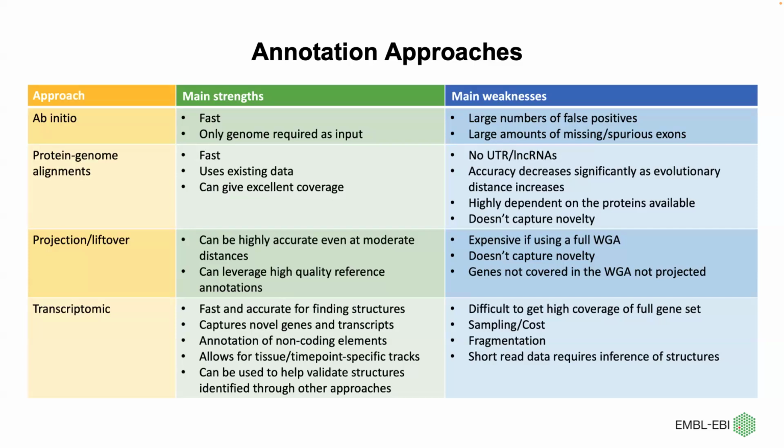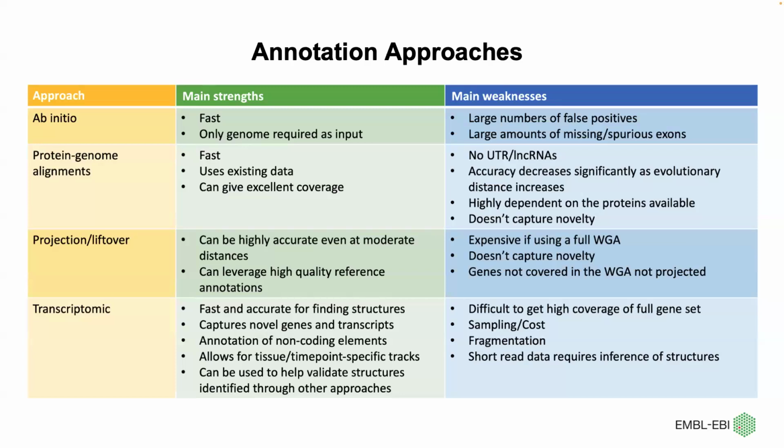The next method is protein to genome alignment, which, as the name suggests, we align a well-characterized set of protein to the genome to infer the gene structure. These methods use existing data and they can give excellent coverage. However, since it's protein data which is being aligned to the genomes, usually they don't predict the untranslated regions or the long non-coding RNAs.